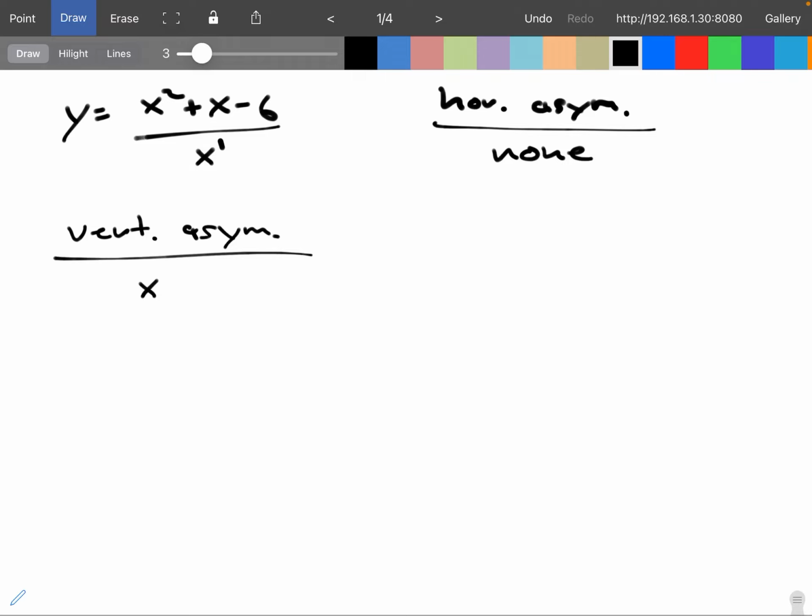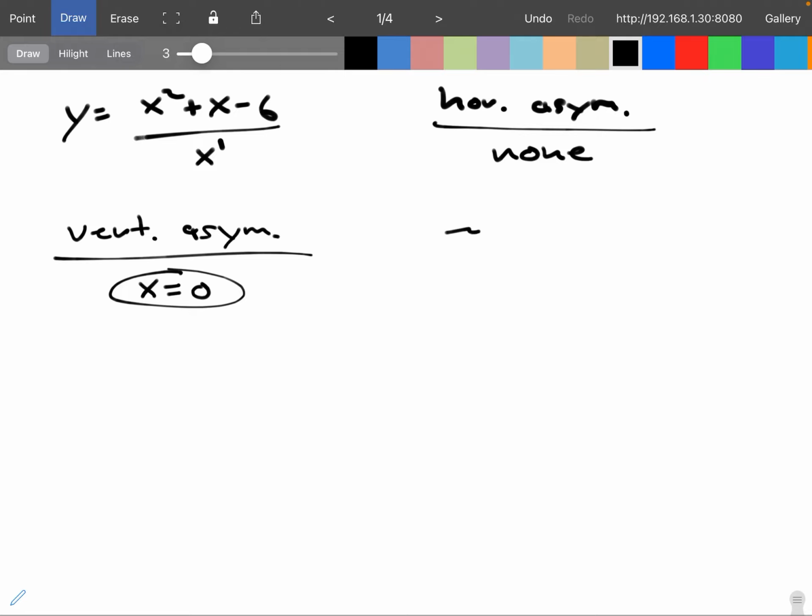Well, this one's pretty simple. The denominator is just x. So we're going to say x equals 0. Well, that's already done, right? That is our vertical asymptote. So x equals 0, that is a vertical line. It's the y-axis.